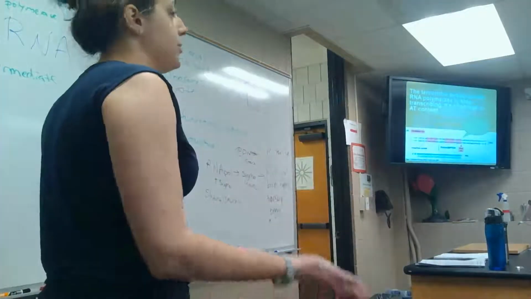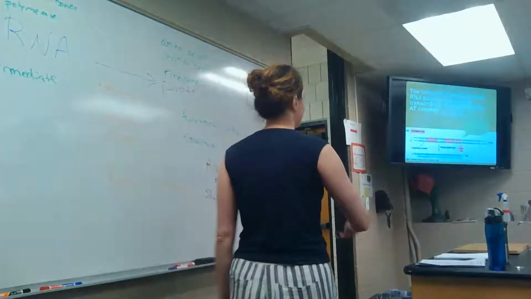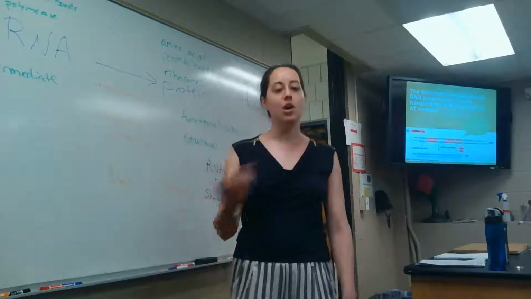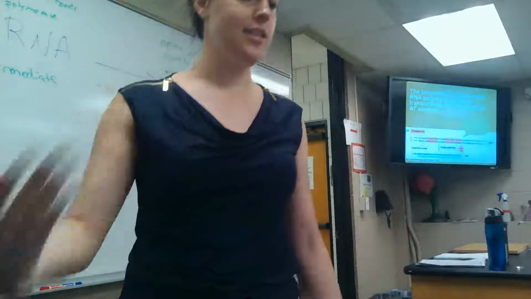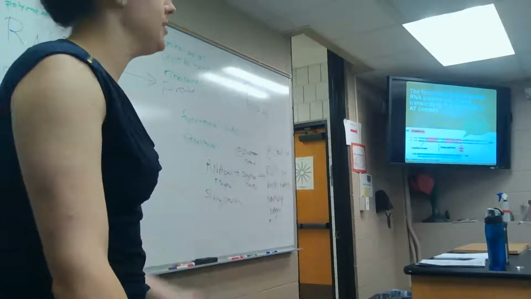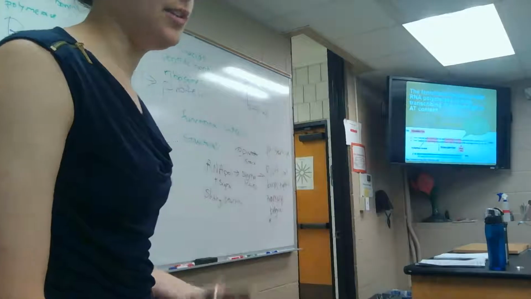So similar to other things that we've talked about, the terminator sequence has a particular composition of DNA. Often it's high in A's and T's, and it causes certain conditions so that the RNA polymerase is going to fall off.